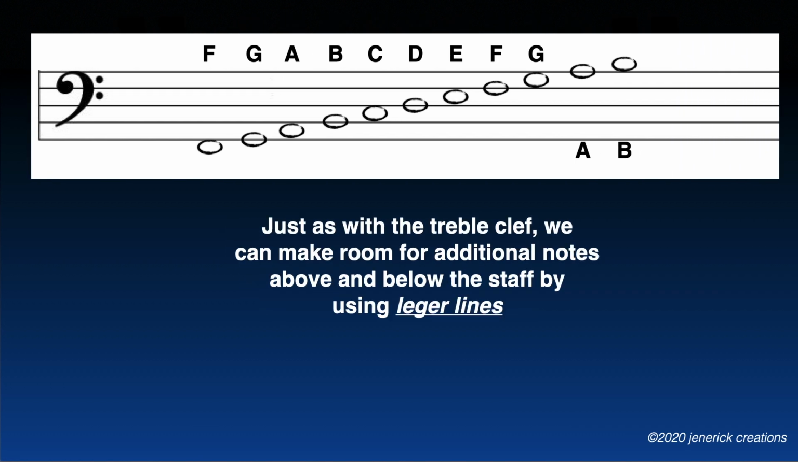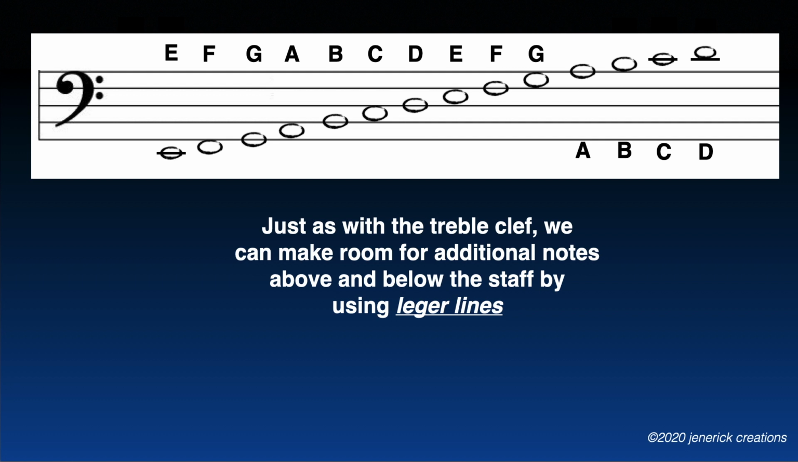Just as with the treble clef, we can make room for additional notes above and below the staff by using ledger lines. So there's our B right there. There's our ledger line. And the next note up would be on the line. The B is technically in a space. The C is on the line because the line runs right through it. Then we can perch one above it. That would be in the space. That is D.